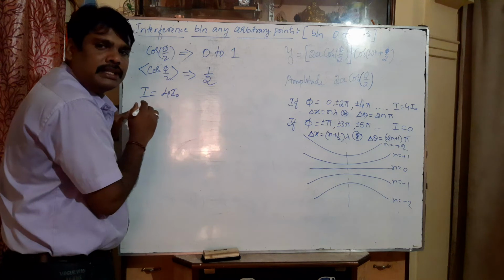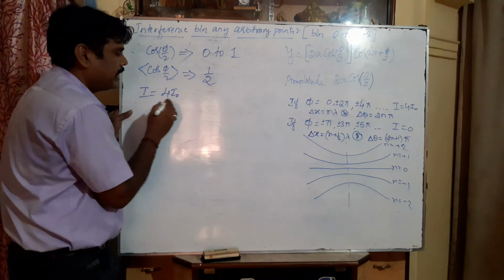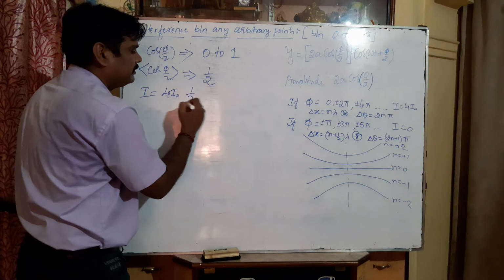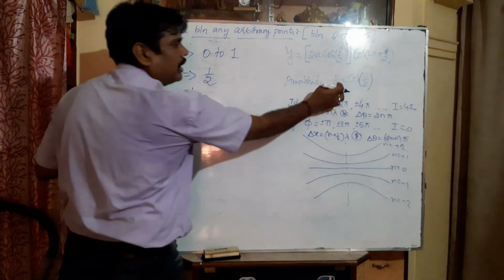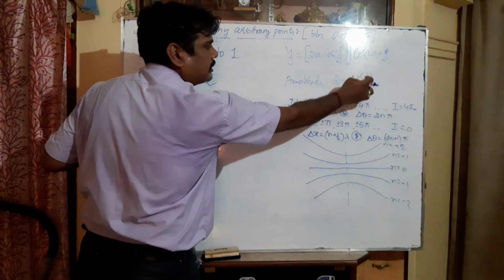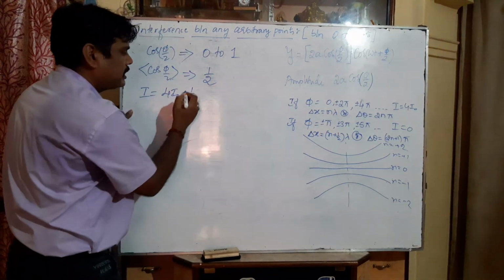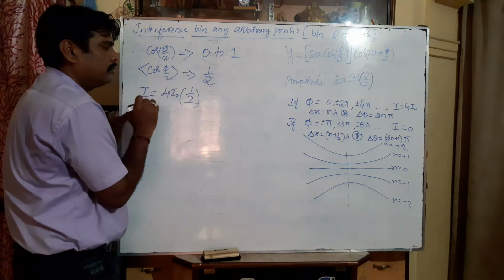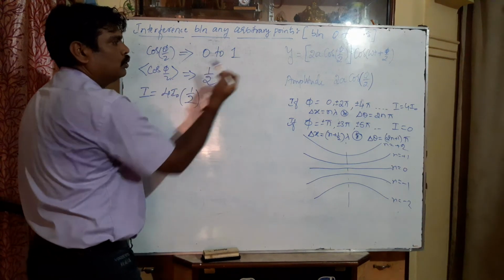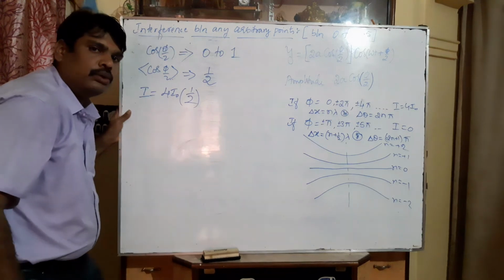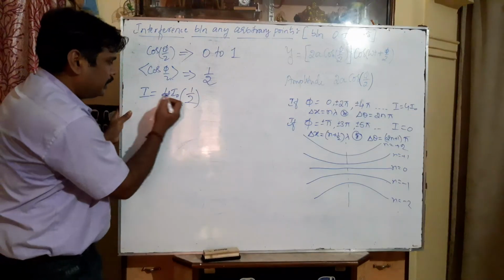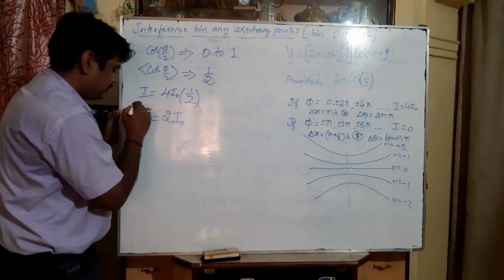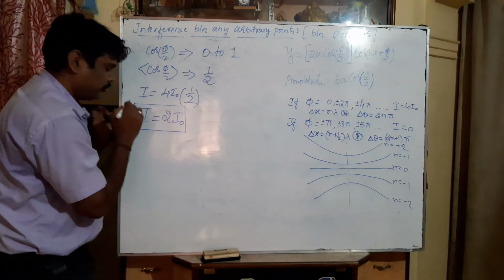Clear? Because intensity is directly proportional to the square of the amplitude. Then we have to take the average value. Average is nothing but half, because the average of cos phi by 2 is half. Why? The value varies between 0 to 1, and the average value of 0 to 1 is half only. So then the 2 gets cancelled. The intensity becomes 2 times I naught. So this is the thing you have to remember.